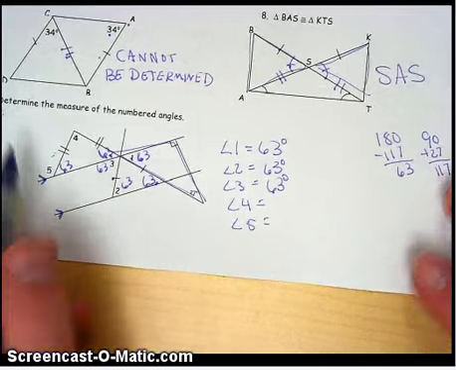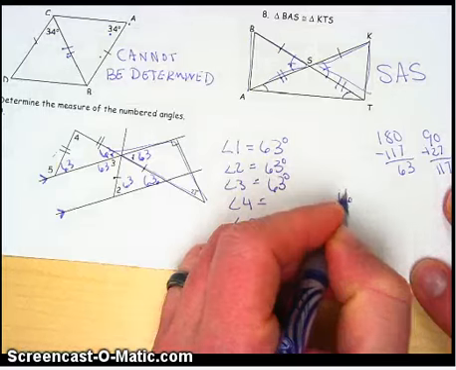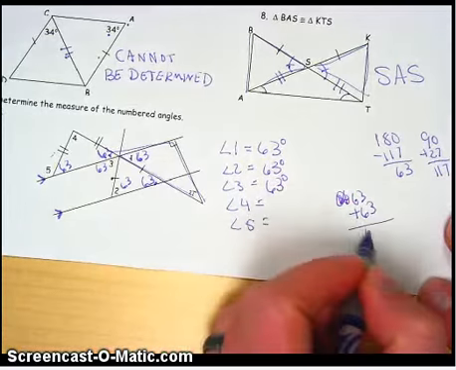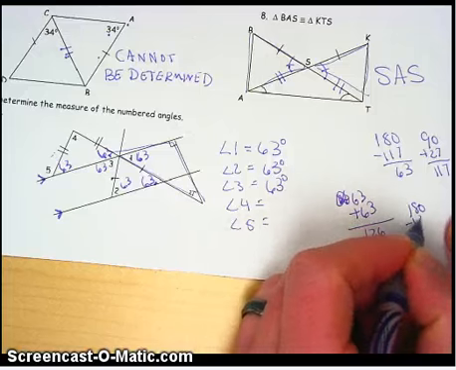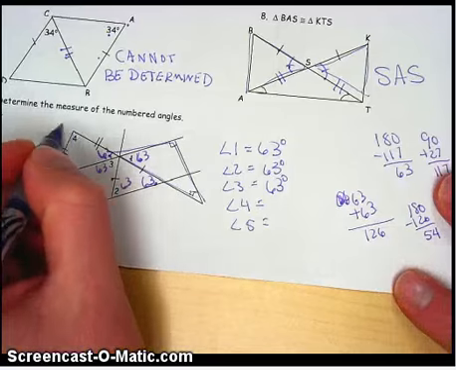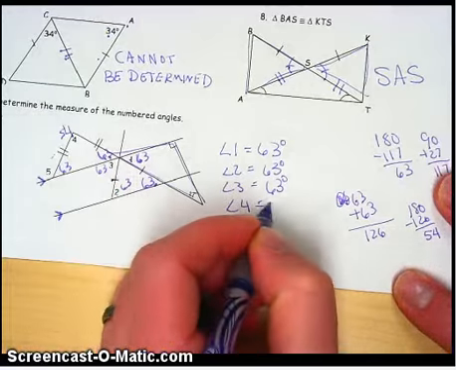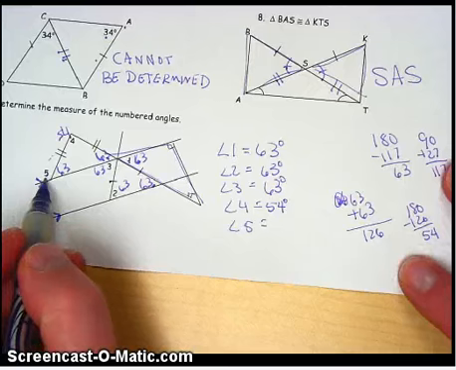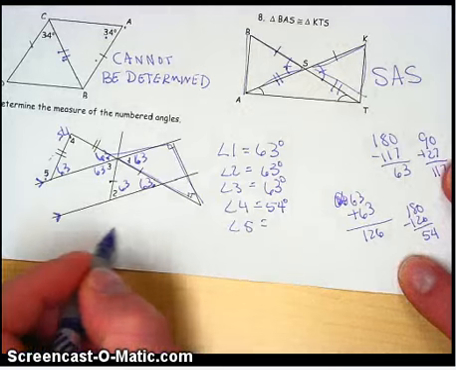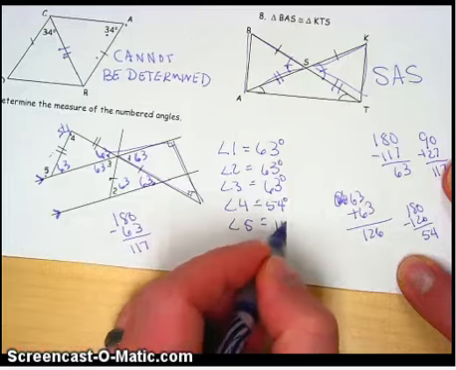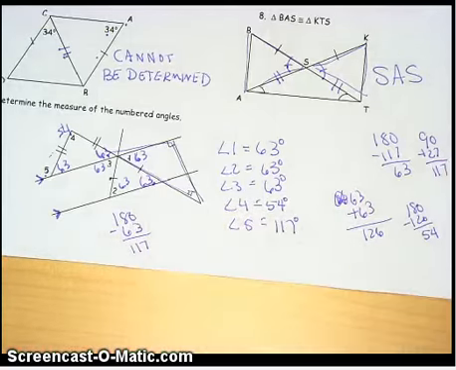So now I can just find 4 and 5. I can do 63, 63 and 63, which is 126. 180 minus 126 is 54. So angle 4 is 54 degrees. Then I can find angle 5 because 5 and that angle that's 63 are supplementary. So 180 minus 63 is 117.